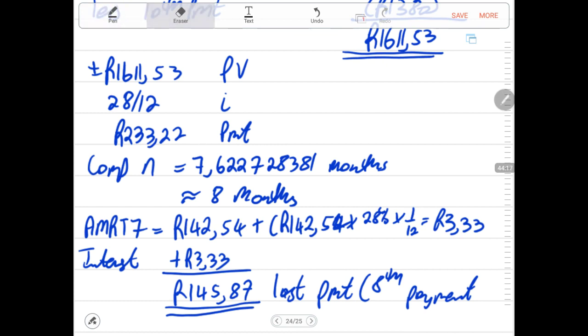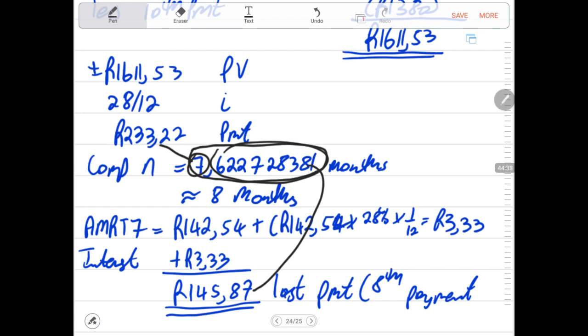what is in the memory of your calculator. Know what is in the memory of your calculator, so that whatever you do, you ask: what has been installed in my calculator? What does my calculator know? My calculator knows that I have 8 payments that are left, of which 7 of them are full payments. The 8th one will be a smaller payment. So hence we said amort full 7 payments so that we add interest to get to the final smaller payment.